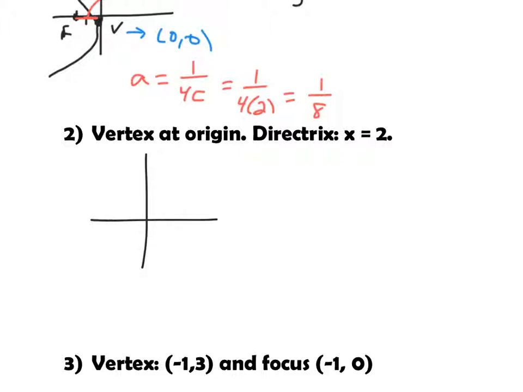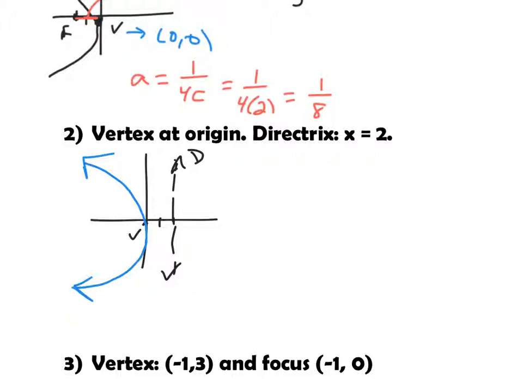Okay, once again, I have vertex at origin. Directrix is at x = 2. So my directrix is at x = 2. So I'm going to call that D. And then there's my vertex. So my parabola is not going to cross my directrix, which means my parabola is, once again, going to be opening left.